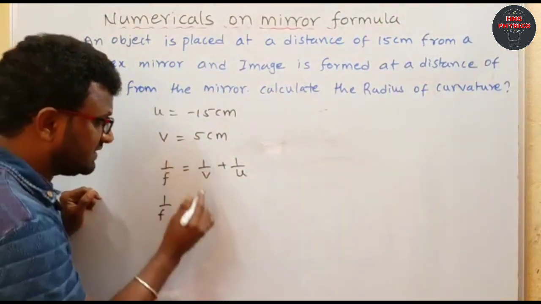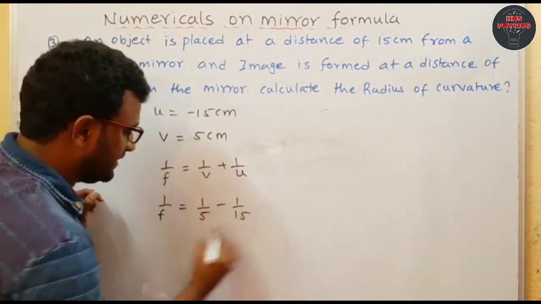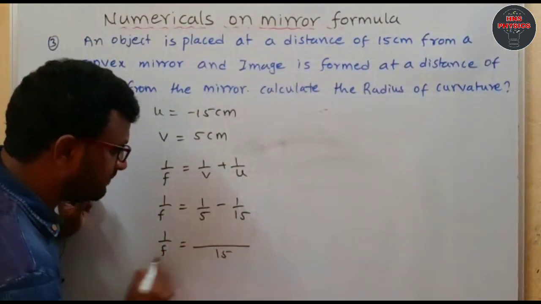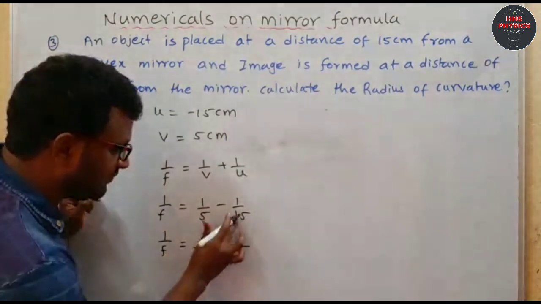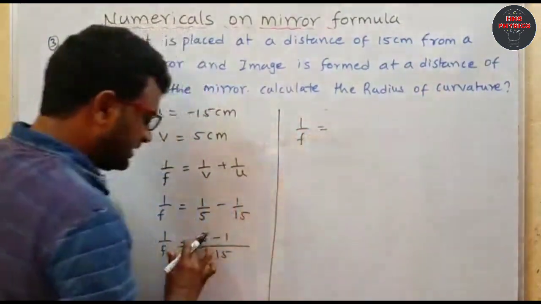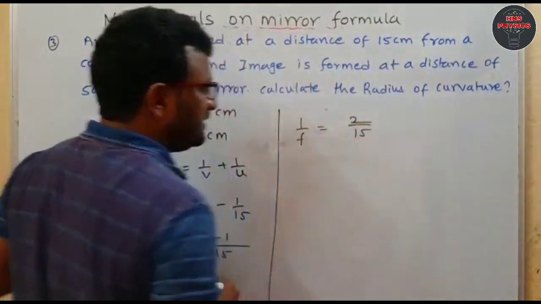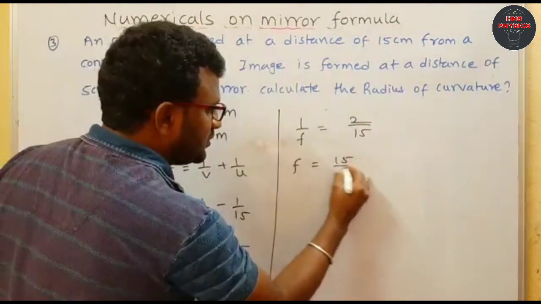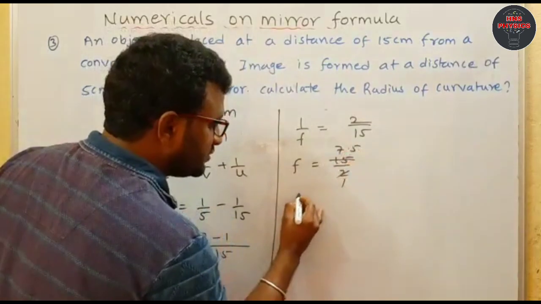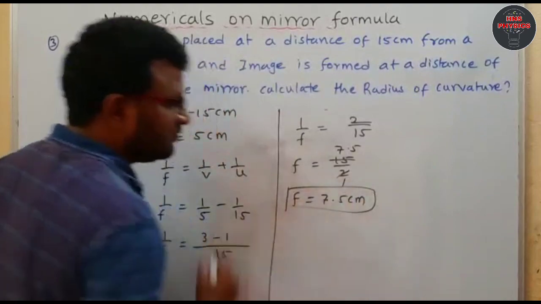For image distance the sign convention is positive only, so write 1 by 5, but the object distance is negative, so 1 by 15. So 1 by f equal to, what is the LCM here? 15 is the LCM. So 5 3s are 15, 1 1s are 1. So 1 by f equal to 3 minus 1, 2 by 15. Then f equal to 15 by 2, that means 7.5. So the focal length is 7.5 centimeter.